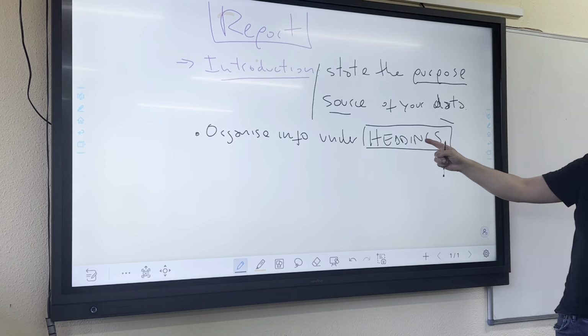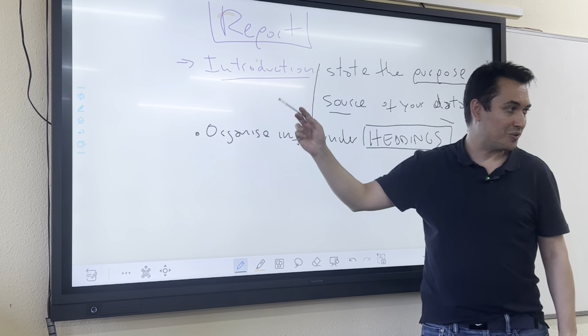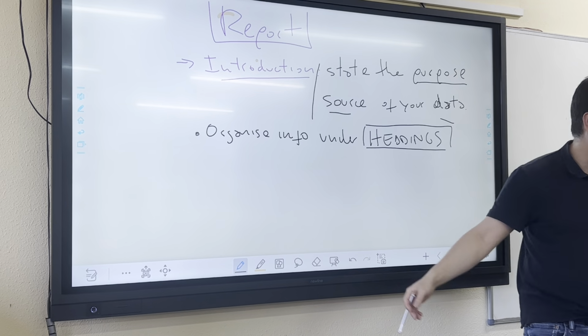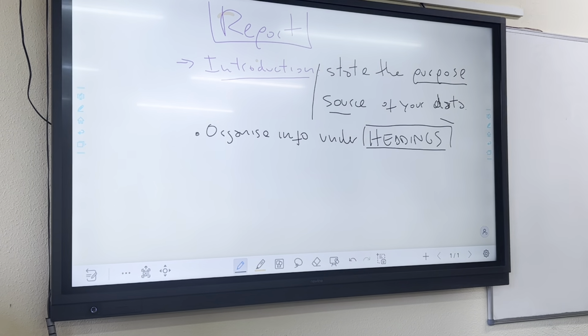For example, the first heading is introduction. Yeah? And the last heading is conclusion. Yeah? And in between, you can think of a heading with the topic for each paragraph. Yeah? The specific topic for each paragraph. Those are the headings. Yeah? Titles, headings. What else should you do when you write a report?